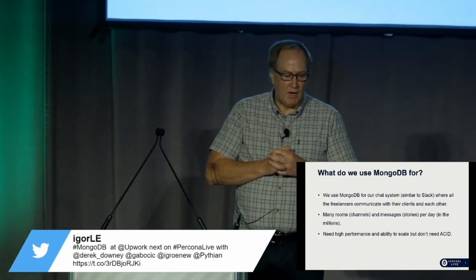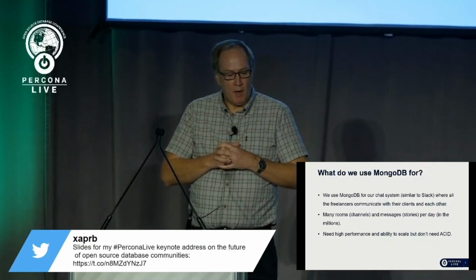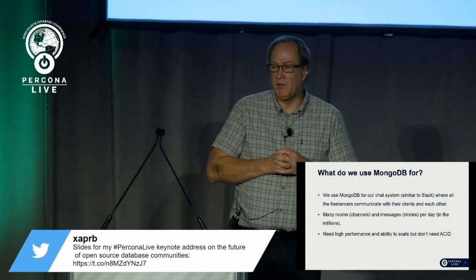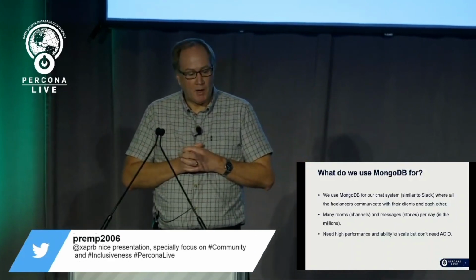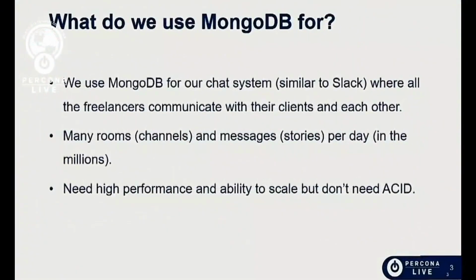We call these channels on Slack rooms. And we call the messages that you would put on Slack stories. We get millions of these per day. We store them in Mongo. We don't really need ACID for this. We're not Wells Fargo Bank. If things get out of whack a little bit, that's okay. So we use Mongo, and I think that's been a correct choice.